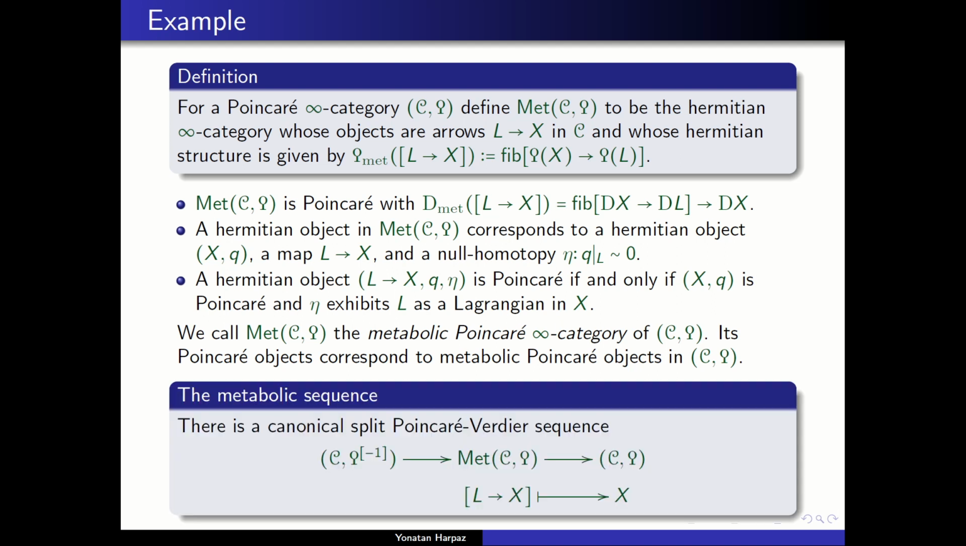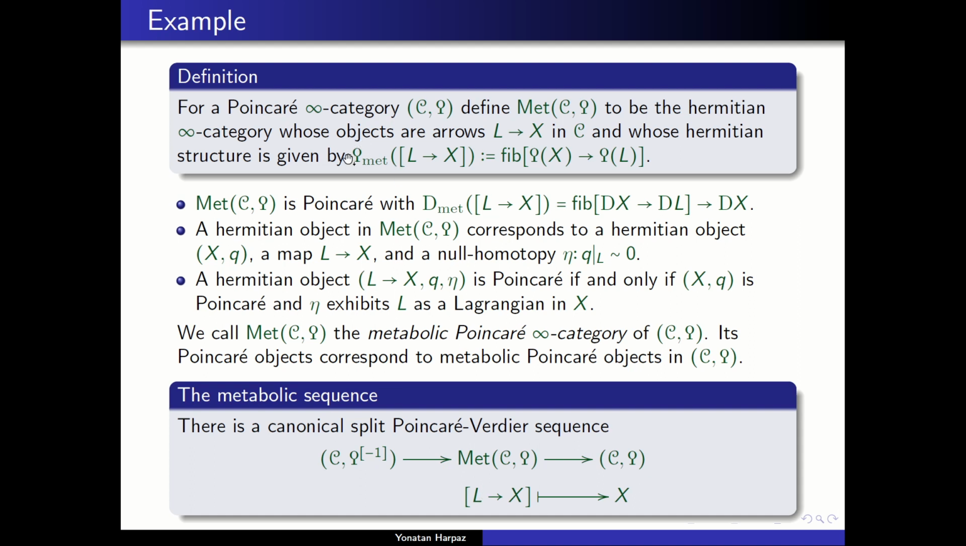We then have the fundamental example of a split Poincaré-Verdier sequence, the metabolic sequence. It is a sequence involving a Poincaré ∞-category, its shift, and the metabolic Poincaré ∞-category in the middle. So from Met(C, Φ), we have a Poincaré functor to (C, Φ), which sends the arrow L → X simply to X. The fibre of this functor consists of the full subcategory of Met(C, Φ) spanned by the arrows from L to 0, or from L to a zero object. The underlying ∞-category of this fibre is clearly just equivalent to C itself.